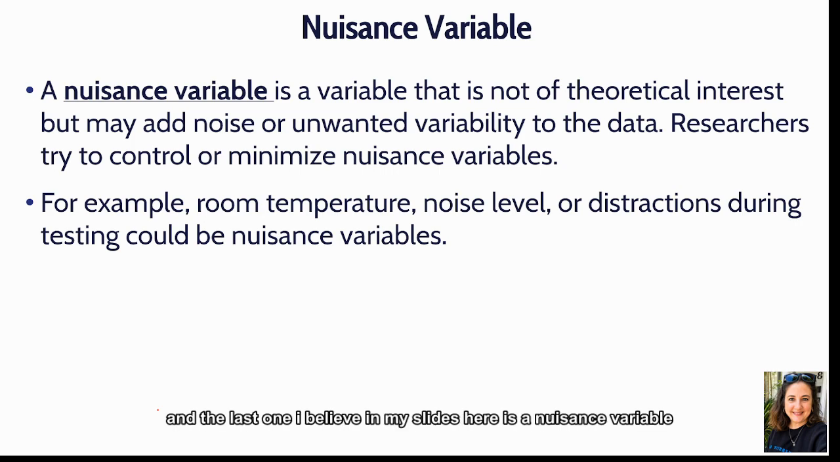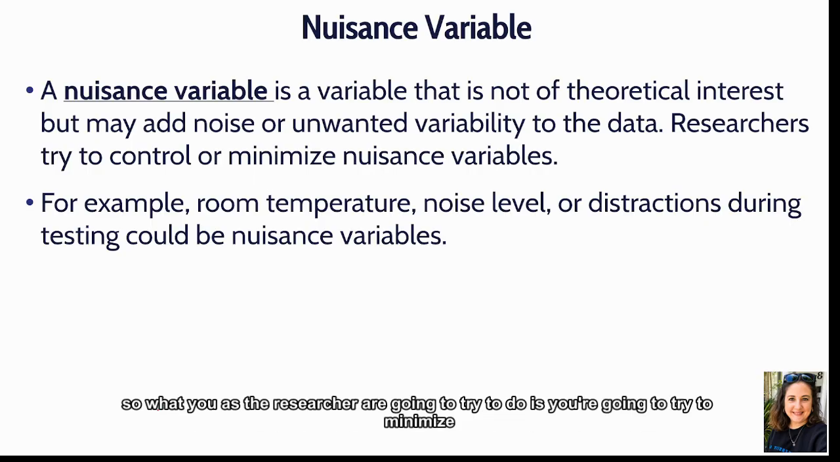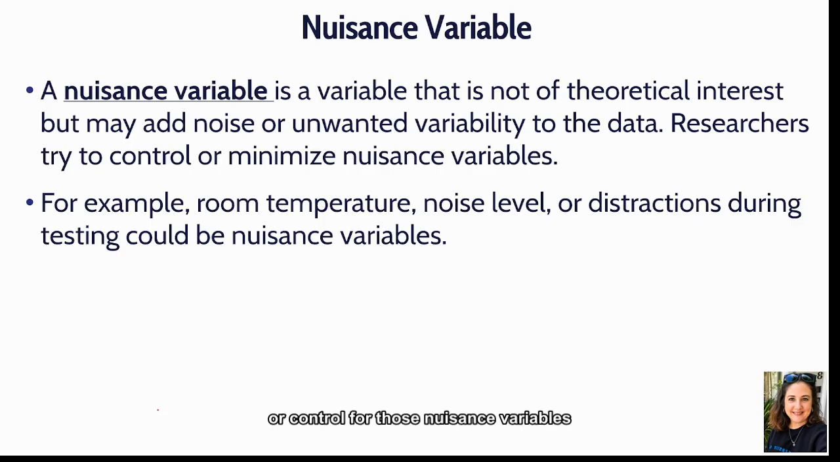And the last one I believe in my slides here is a nuisance variable. A nuisance variable is something that exists out there that is not of theoretical interest, but it may be adding some sort of noise or unwanted variability to the data that you're looking at. So what you as the researcher are going to try to do is minimize or control for those nuisance variables.